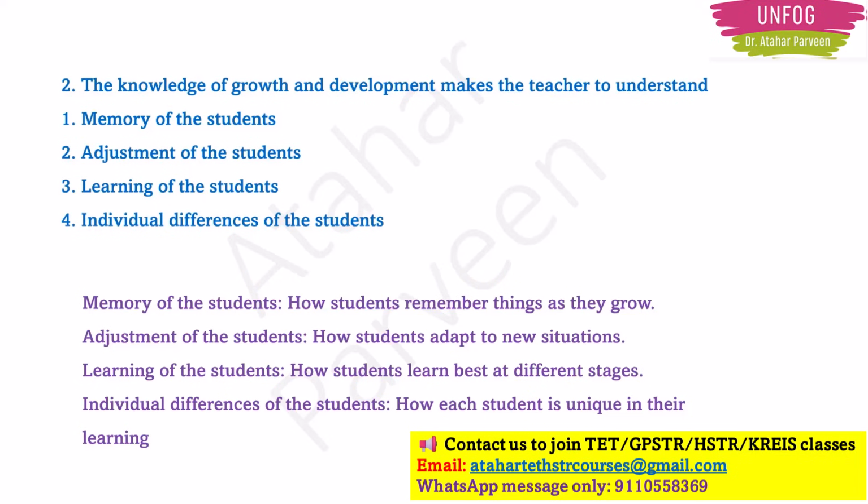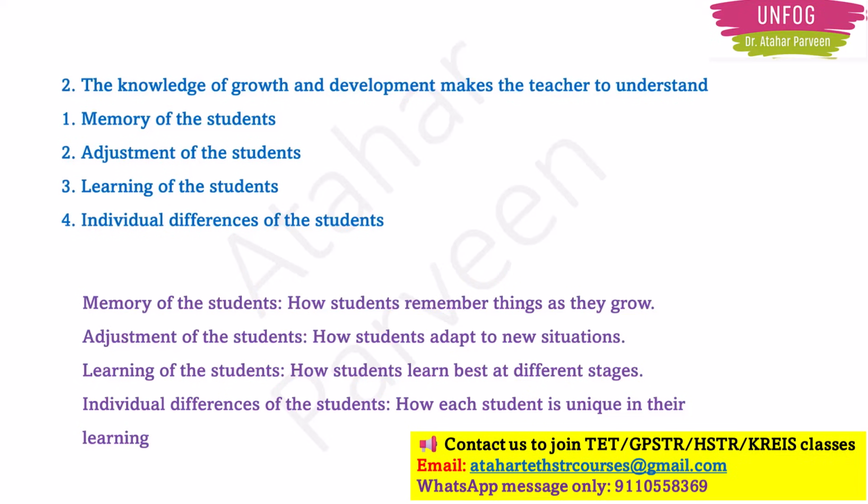See, memory of students means how students remember things as they grow, right? Then adjustment of students means how a student is adapting to a new situation. That is known as adjustment. Then learning means how a student learns best at different stages, correct? Then individual differences of the students means how each student is unique in learning, correct?